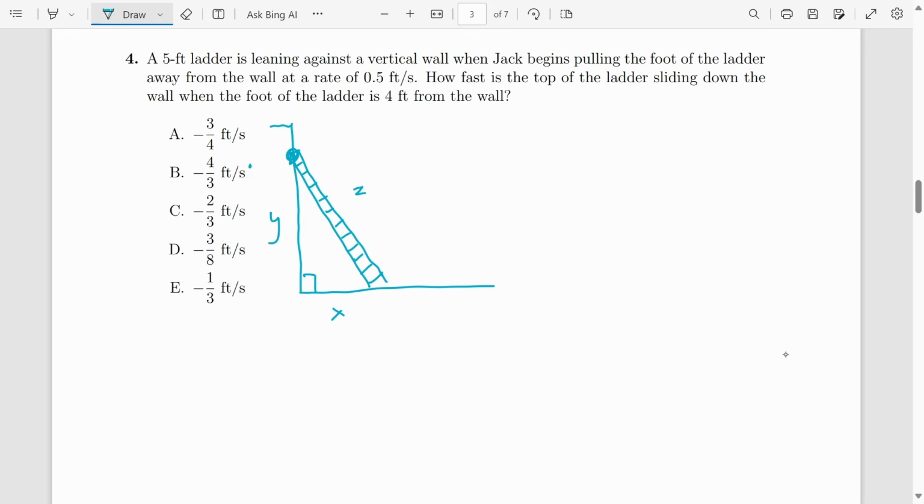So we've got the top of the ladder and the base of the ladder, and this Jack fellow is pulling the base of the ladder away from the wall at a rate of 0.5 feet per second. So the base is moving at a constant rate. X is growing at a rate of 0.5 feet per second. And once x equals 4, then y is going to equal some length, and it's going to have some rate. And we're asked to find that rate. How fast is the top of the ladder sliding down? So we're trying to find that rate that it's moving down.